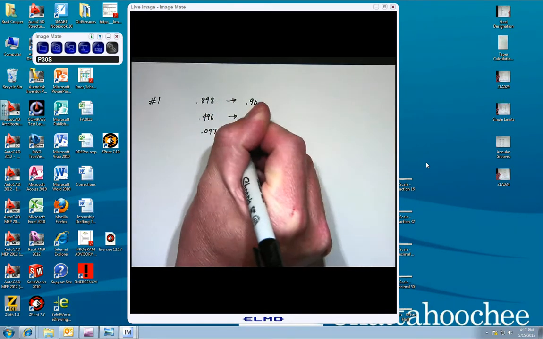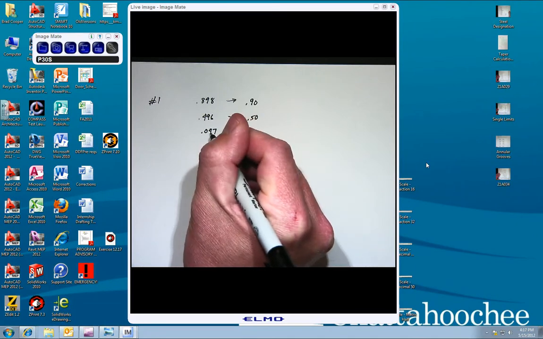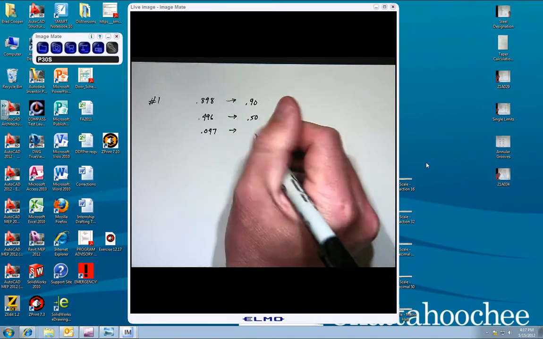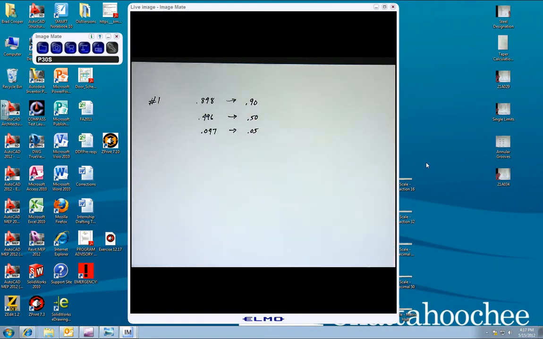Okay, let's do another one. 0.047. Okay, last number is greater than 5. The last number we're going to keep is this one, so we want to go up by 1. Okay, 0.01, however you want to look at it, is 0.05. Okay, so that's rule number 1.